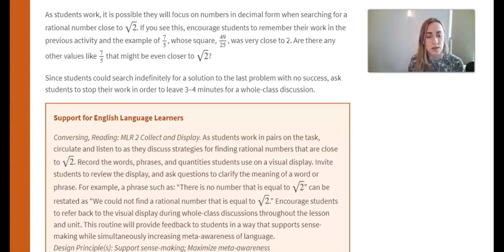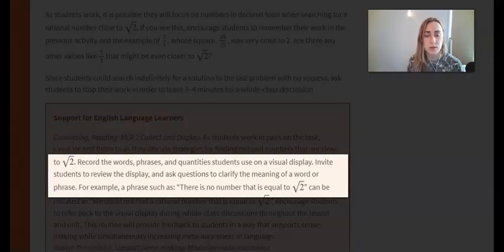for finding rational numbers that are close to the square root of 2. And then this is the key part of collect and display, which is that you're going to record the words, phrases, and quantities students use on a visual display. Invite students to review the display and ask questions to clarify the meaning of a word or phrase.